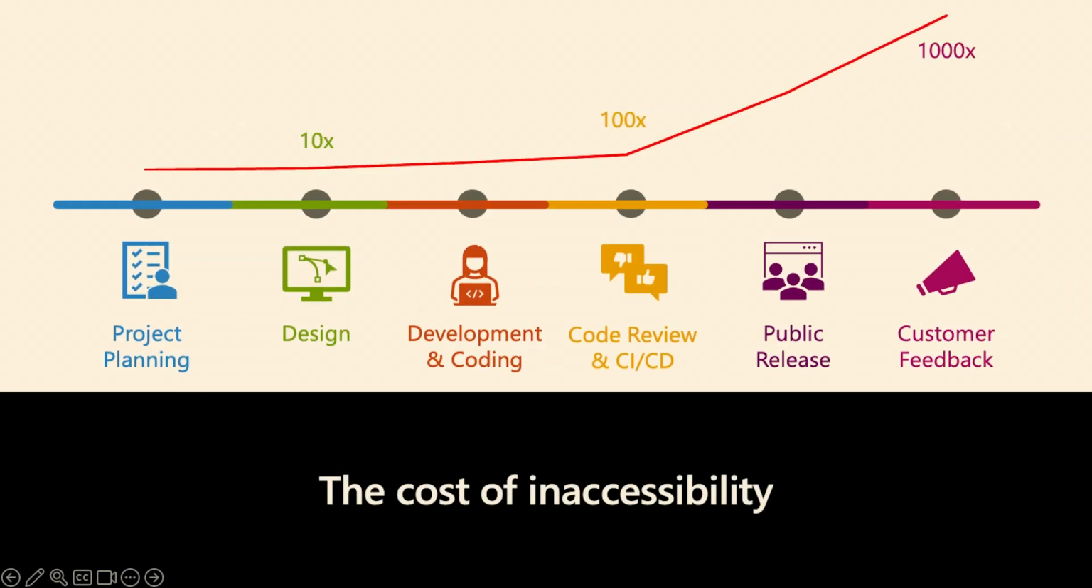So waiting until the end is expensive for any kind of bug, and accessibility is no exception. There's that well-known visual here: design, then 10x, then 100x at code review and CI/CD, and 1,000x at customer feedback. Plus, we're under fire, such as the customer not being happy, and sometimes that results in lawsuits and other things. Definitely our leadership does not like that. But of course, the dollar figure is not the most important part. It's the real people who get locked out of the product when it's broken. That means legal risk, lost customers, and brand damage.